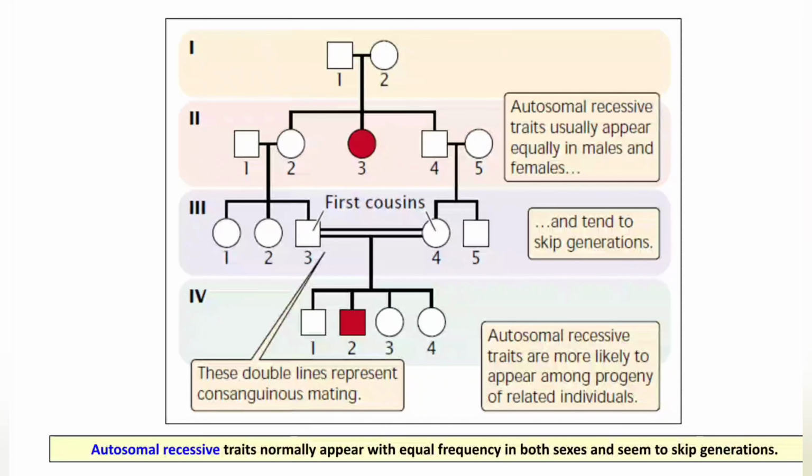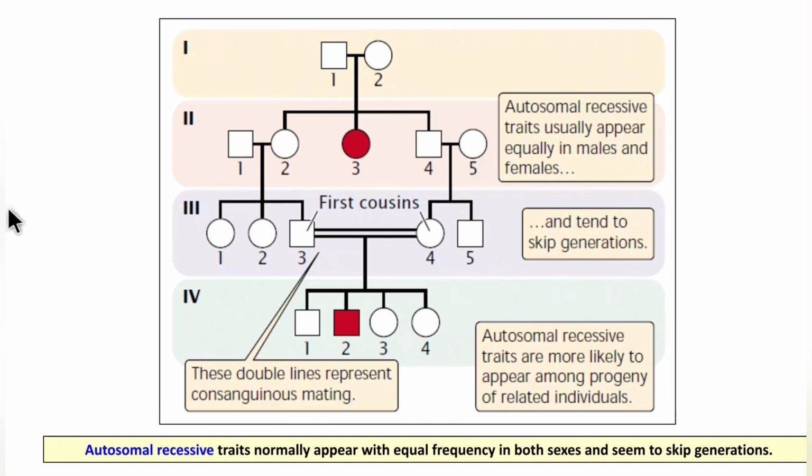Now, how do we determine whether the inheritance pattern is of an autosomal recessive trait? The two characterizing features are, number one, as with the autosomal dominant trait, it will appear in both sexes with equal frequency. That is, males and females will be equally affected; the frequency of carrying the trait in males is equal to that in females. But the difference is that it seems to skip generations.